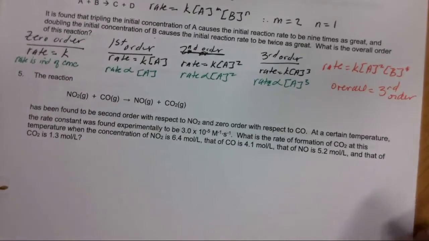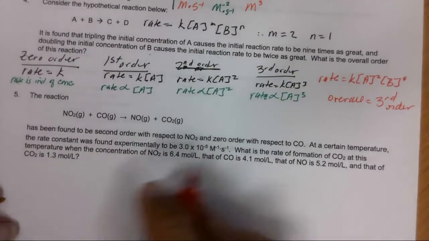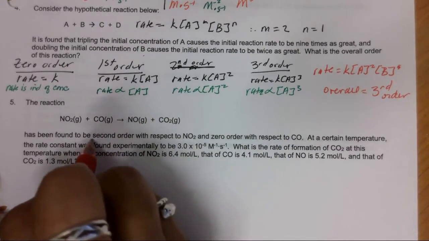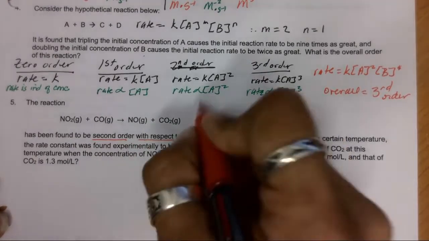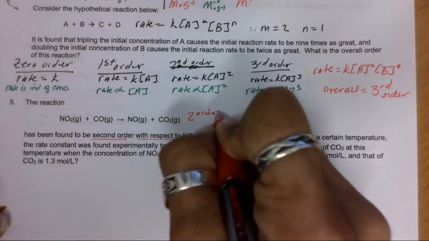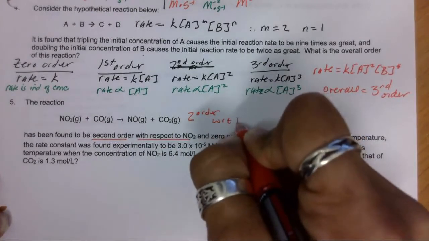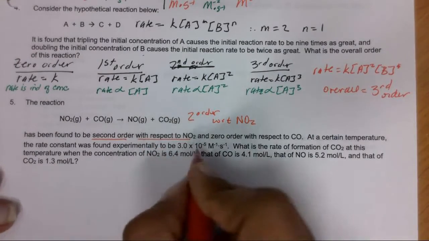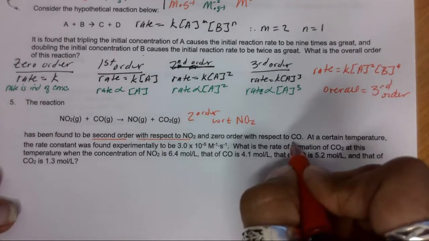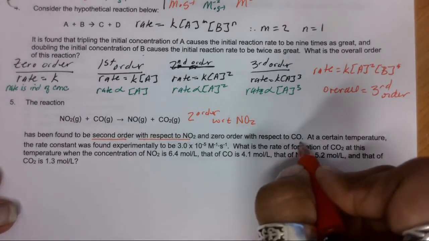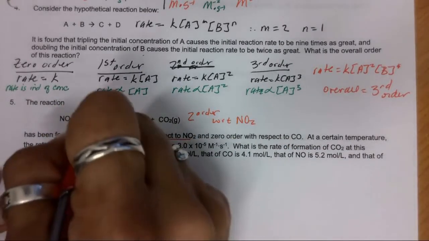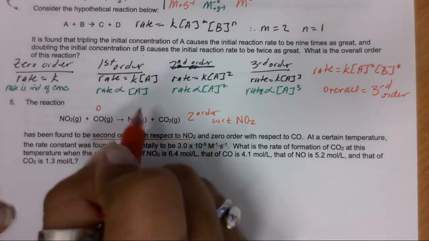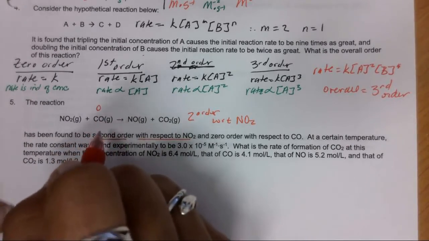All right, number 5. The reaction below has been found to be second order. Okay, so we're getting some information here. It's second order with respect to NO2. What did they just give us? They just gave us the rate, okay? And they said it's zero order with respect to CO. Okay, so that means if this is zero order, we don't even mess with this one. We don't put anything down, right? Because what is anything raised to the power of 0? It's 1. So it doesn't matter.